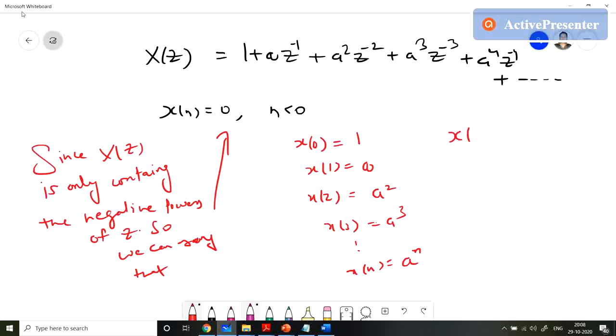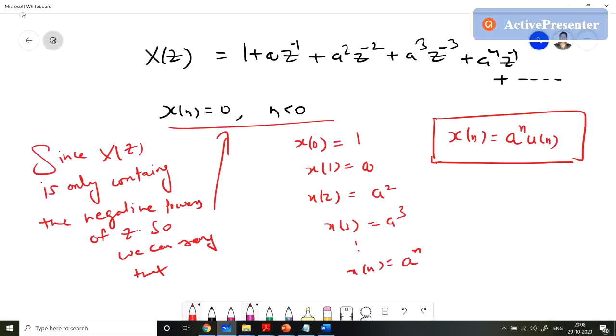So what is x[n]? x[n] is nothing but a raised to the power n u[n]. We can write it in this form. Why have we multiplied by u[n]? Because it is a causal sequence, and x[n] is equal to 0 when n is less than 0. That's why we have multiplied with u[n]. So this is the solution of part A.